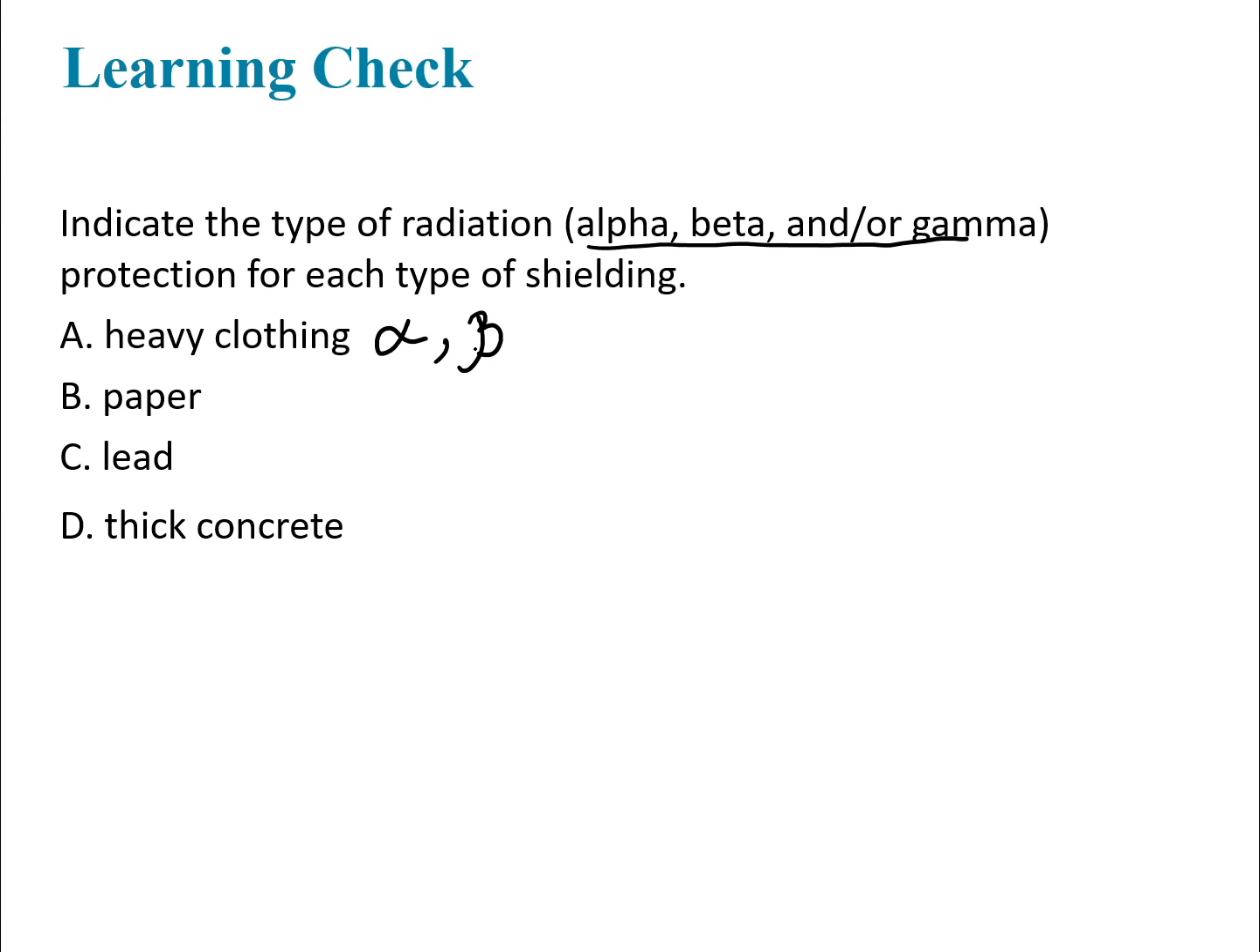What about B? Which type of radiation is stopped by paper? Alpha, and that's it. The others will absolutely penetrate through paper. We'll lump lead and thick concrete together. So which type or types of radiation are protected against if you've got lead or thick concrete?